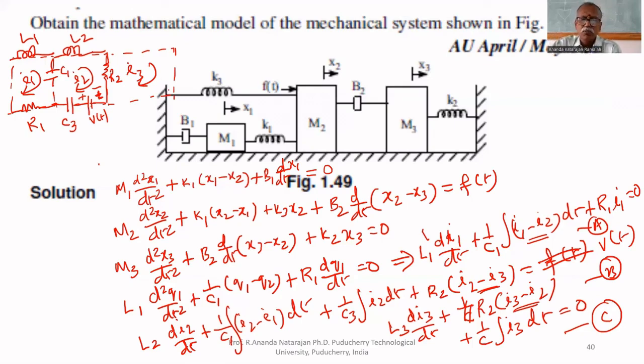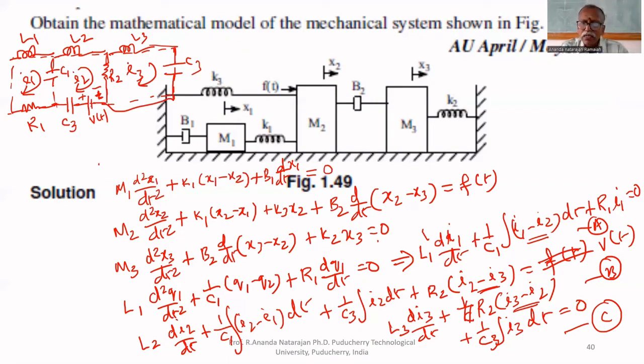Okay. Then the third loop, L3 is there. R2 is between, already drawn. C2 is in this loop only, so we can draw C2 here. That's all. This is the force-voltage analogy.